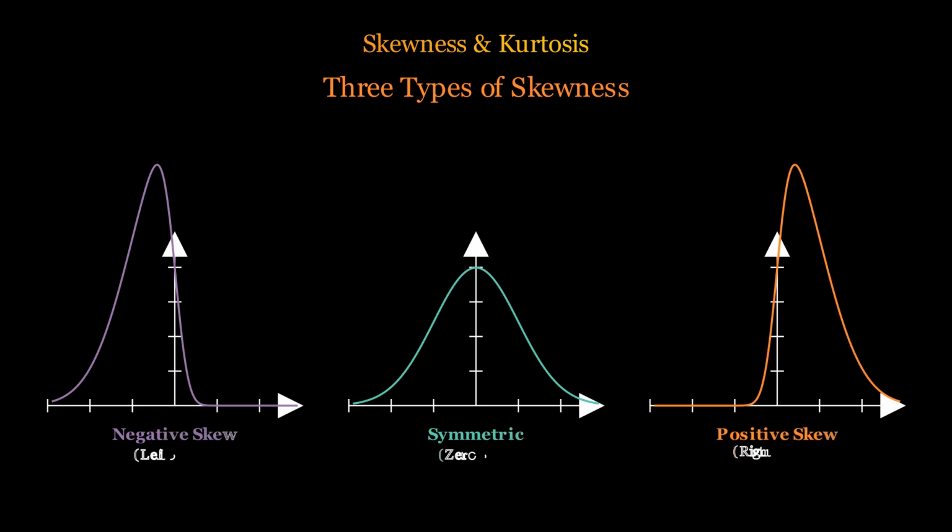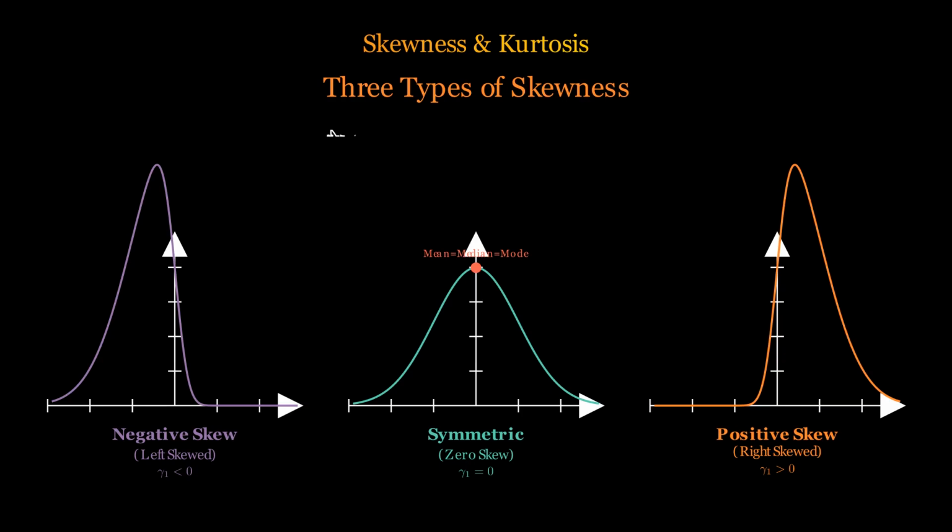The right skewed distribution in orange has positive skewness. Its tail stretches to the right. The bulk of data clusters on the left side, with the mean pulled rightward by outliers. A simple memory trick: the tail points in the direction of the skew sign.